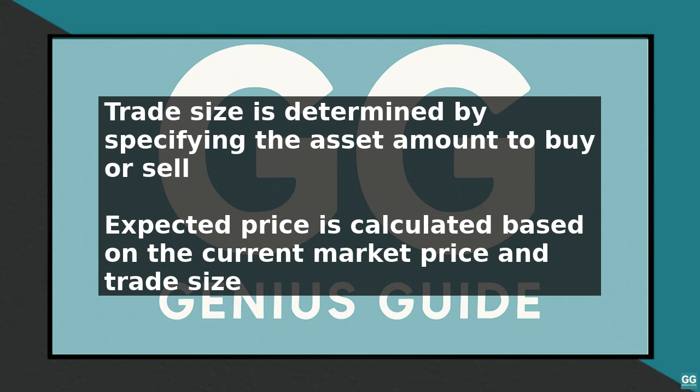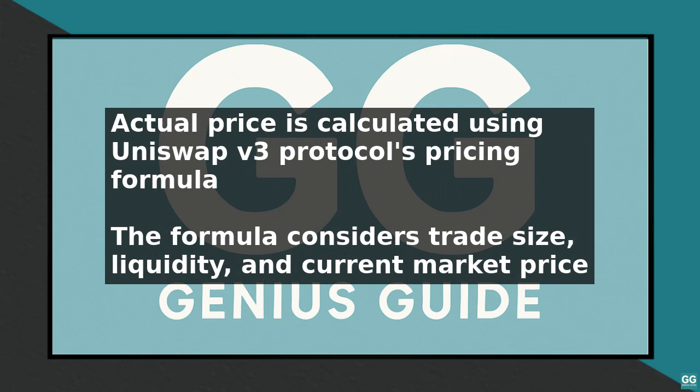To calculate the slippage, you need to compare the expected price with the actual price at which the trade is executed. The slippage can be calculated as a percentage of the expected price, and it is typically expressed as a decimal value between 0 and 1. A higher slippage value indicates a larger difference between the expected and actual prices.